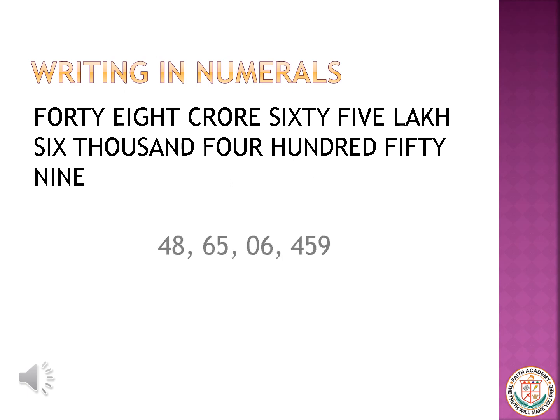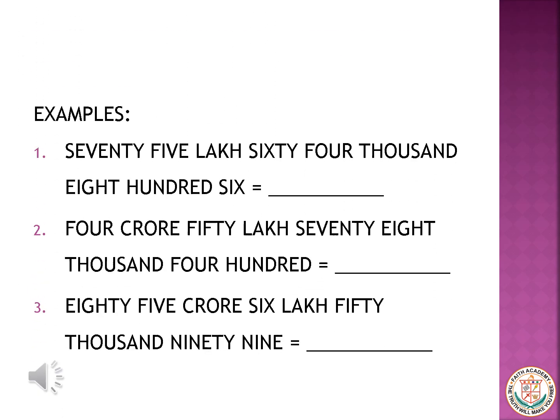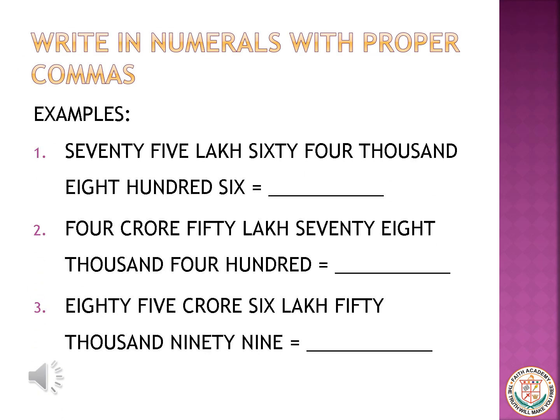Then it's 6,000. Children, here we have to remember that it is 6,000 and not 60,000, and that's why we write it as 06. And after 6, we put the comma, and then we write 459, and so we have formed the number, which is 48 crore 65 lakh 86,459. Here are some examples for you to try out and understand how to write in numerals.